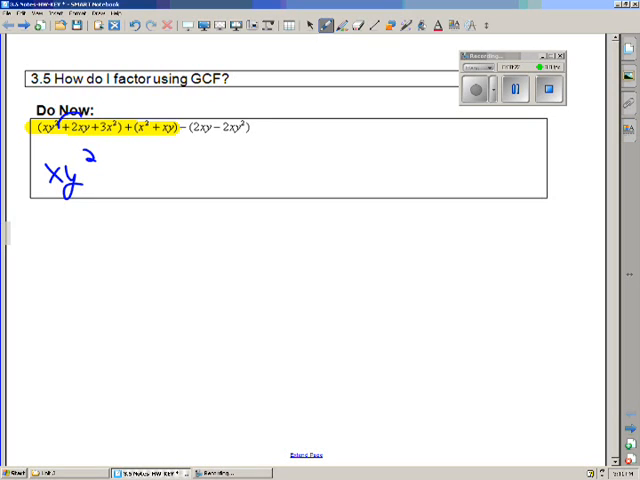For the two xy's, I do have another xy here, which means I've got 3 of the xy's. And then the x squareds are here. I've got 3x squareds plus 1 more x squareds for 4x squareds.